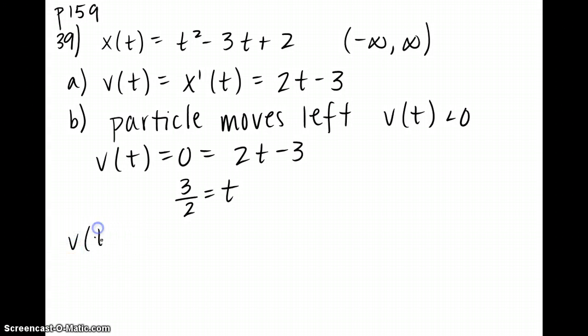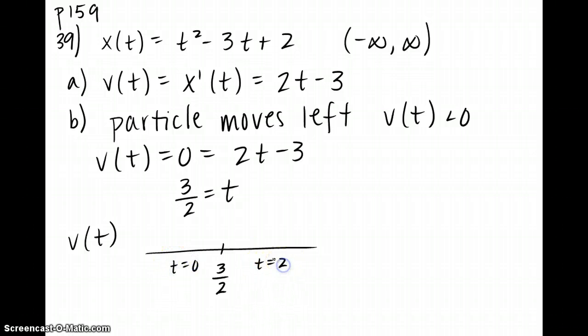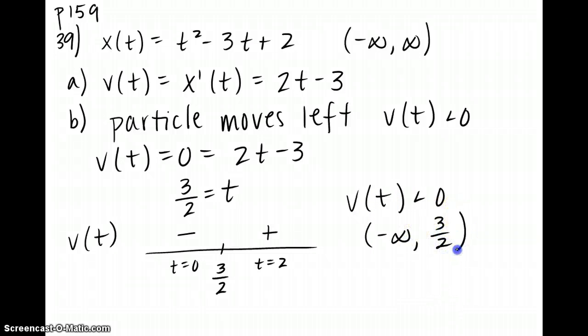Okay, so if we look at our velocity, here's 3.5 seconds. If we choose a time in the given intervals, if I look when the time is 0 and I plug that into my velocity function, the velocity is negative when the time is less than 1.5 seconds. When I plug 2 into my velocity function, I get a positive value. So the velocity is negative, and therefore the particle is moving to the left for all values less than 1.5 seconds.